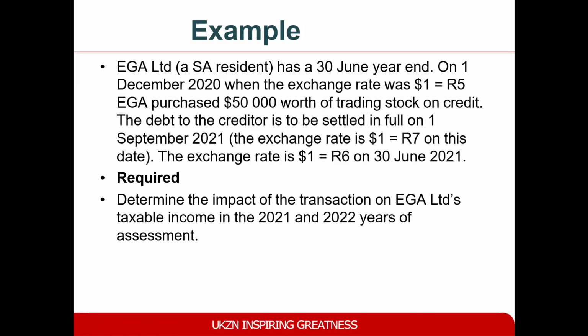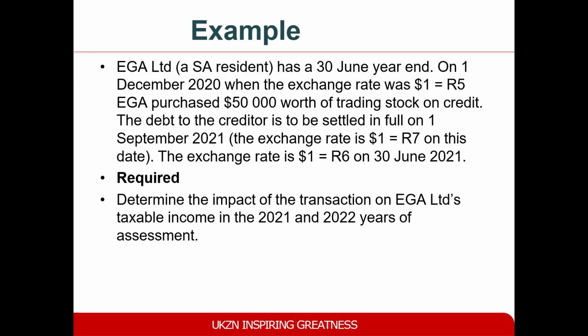Now, they carry on to give us the information that we need. They say to us, the exchange rate was 7. First of all, we know that when this transaction took place, the exchange rate was 5 rands. Now, the exchange rate is 7 rands per dollar on this date. That is the payment date. The exchange rate is 6 rands on 30 June 2021.